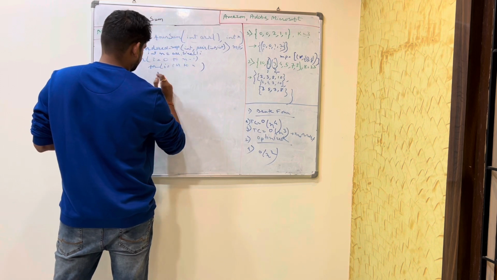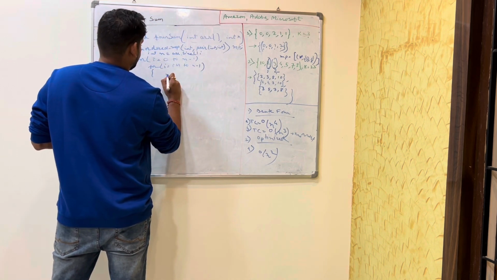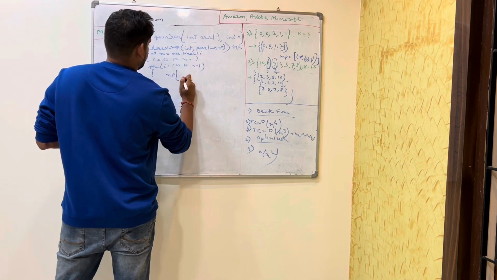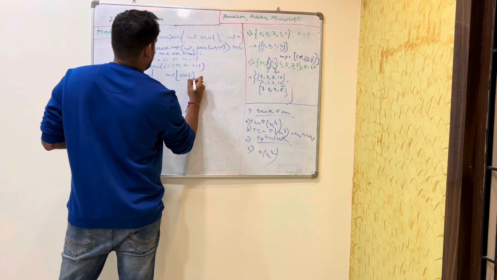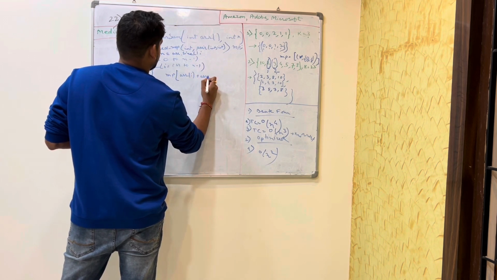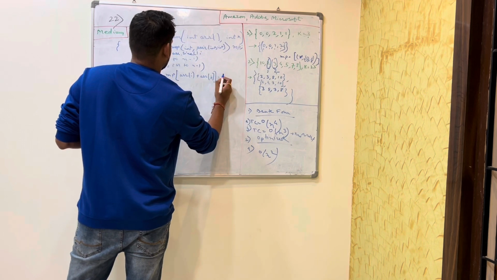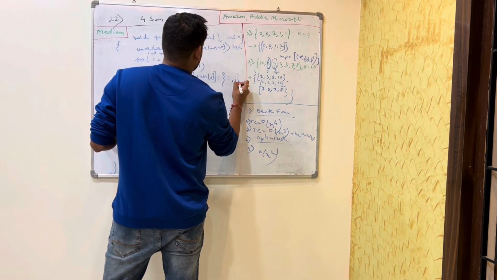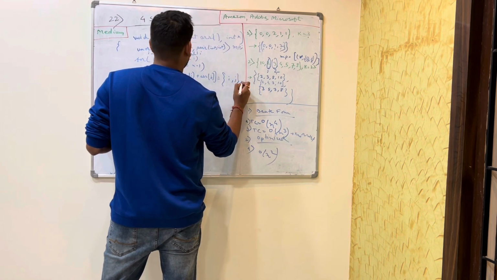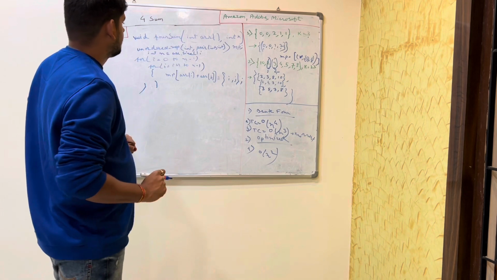For j up to n minus 1, what we do is add to mp: mp of array of i plus array of j is equal to the pair i comma j, right? And then we close this. We have stored all the sums.